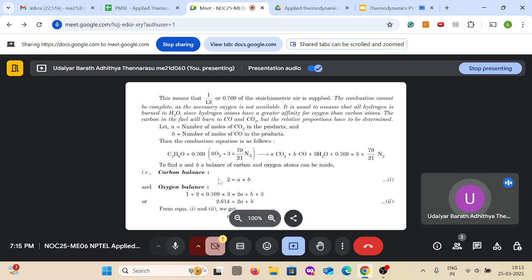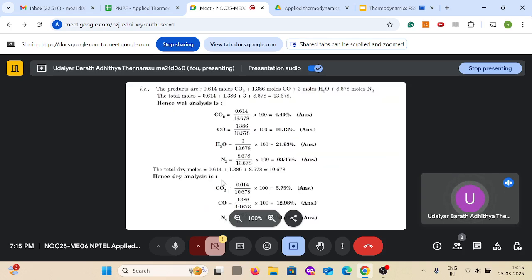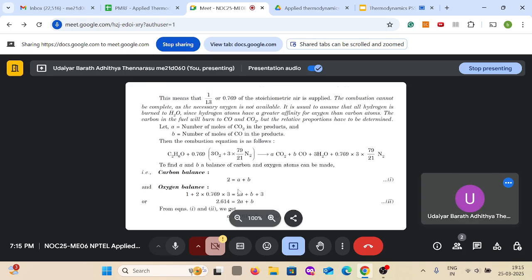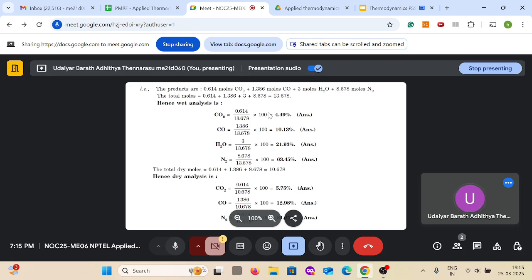So we do again carbon, oxygen and nitrogen balances, and we find the values of A and B. It comes out to be 0.614 moles of CO2, 1.386 moles of CO, 3 moles of water and 8.678 moles of nitrogen. So the total moles will be 13.678, and we do similarly wet analysis and dry analysis.